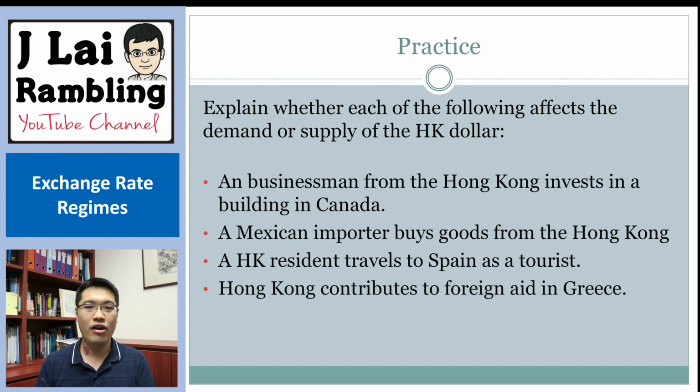And Hong Kong contributes to foreign aid in Greece. People in Greece probably don't want Hong Kong dollars. They want to have euros. So people in Hong Kong have to buy the euros with Hong Kong dollars. So they're supplying the Hong Kong dollars out in exchange for the euros. Therefore, the answer is the supply side of Hong Kong dollars.